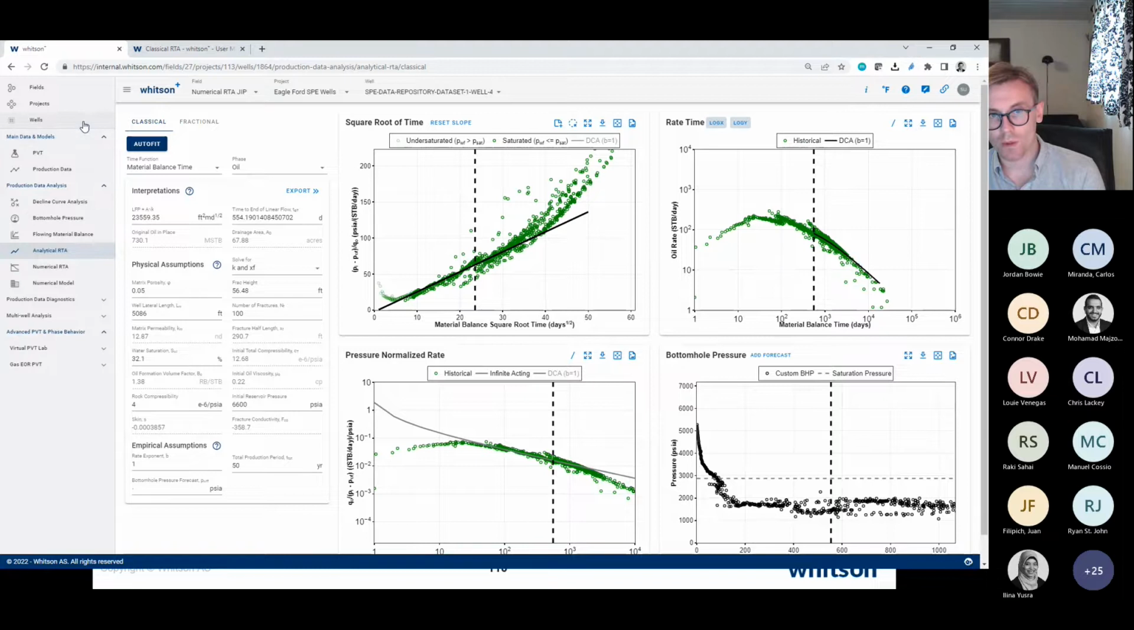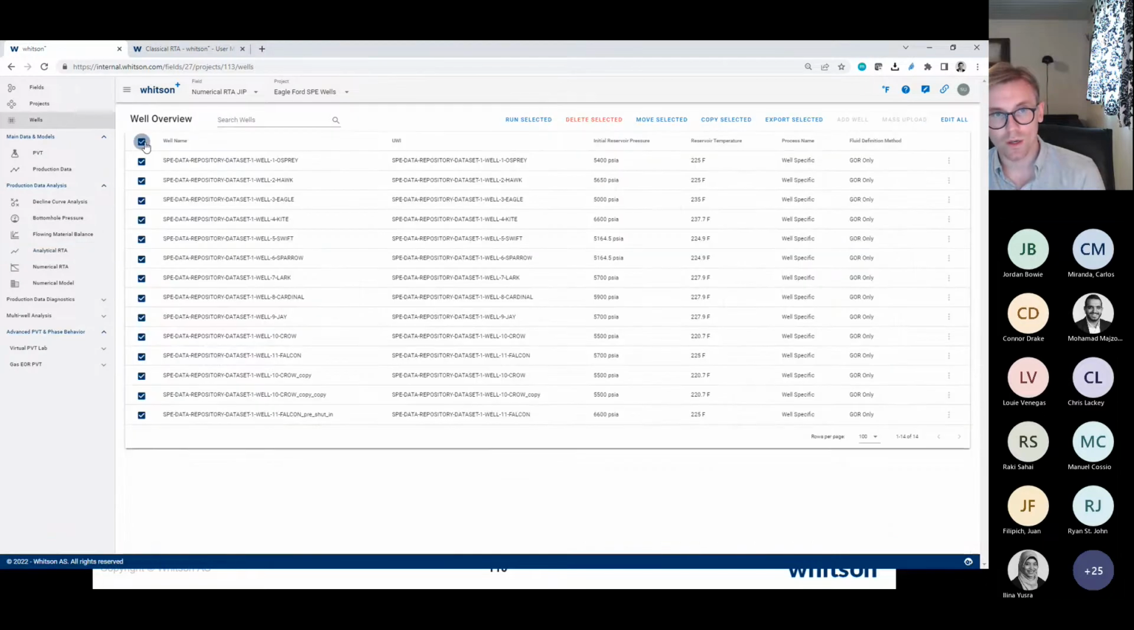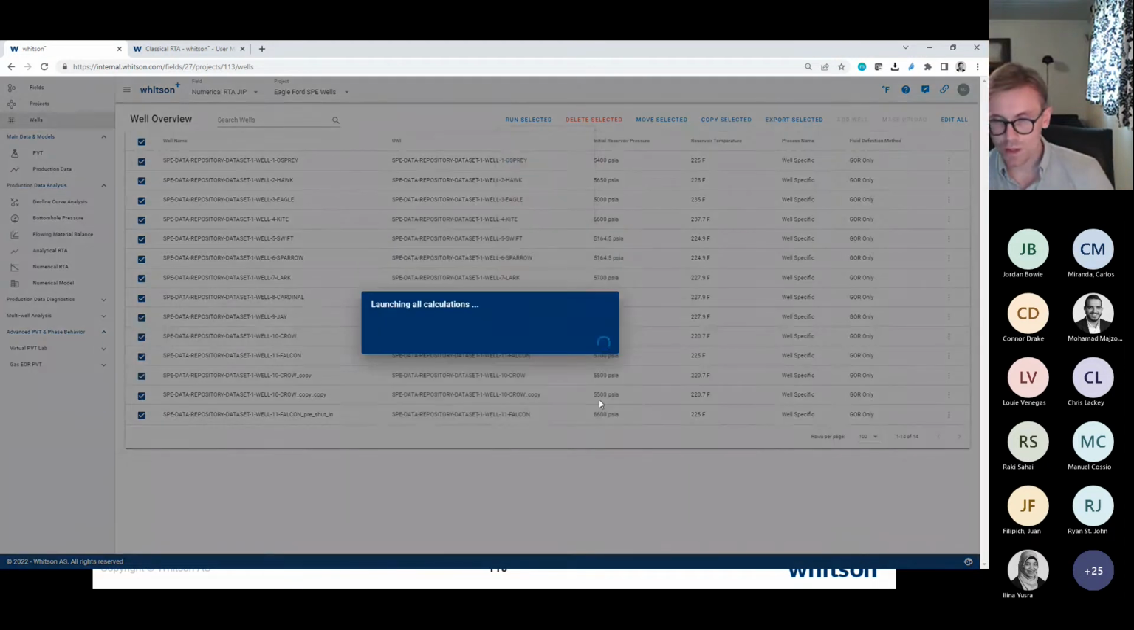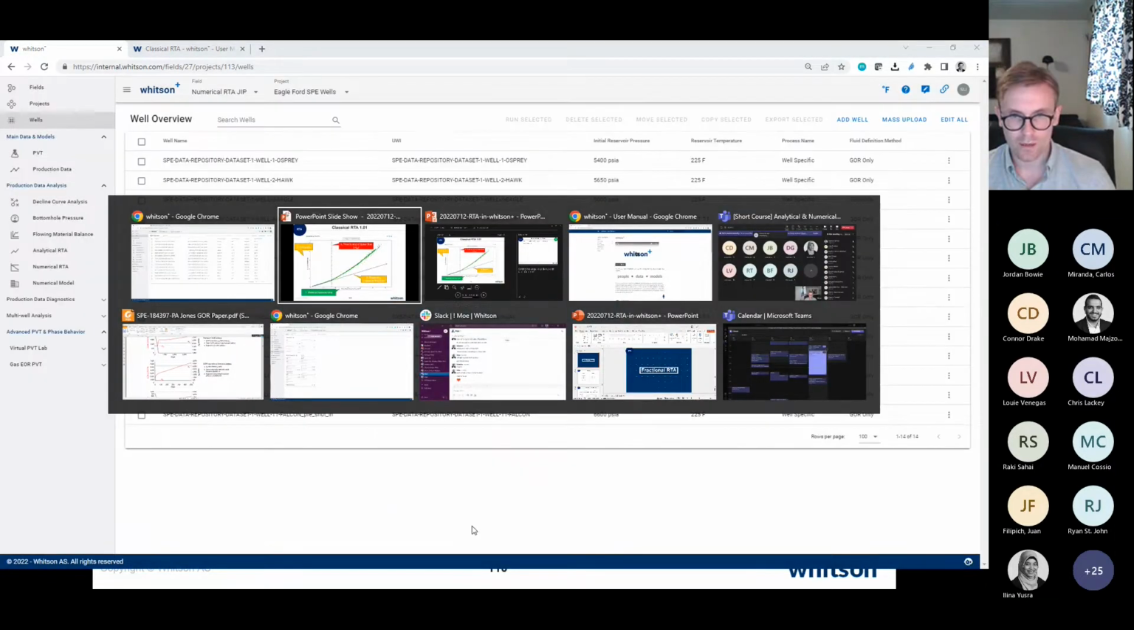And if you want to run them in bulk, you simply go to the well view right here, select all the wells, click run selected, and then whether you want to do it for classical or fractional RTA, you just click here, classical RTA autofit, click the primary phase, then you just do this on all these wells, and this is a way for you to autofit all of these at the same time. So that's something that I know at least a few of you asked for, just to cover how that's done as a part of the course.